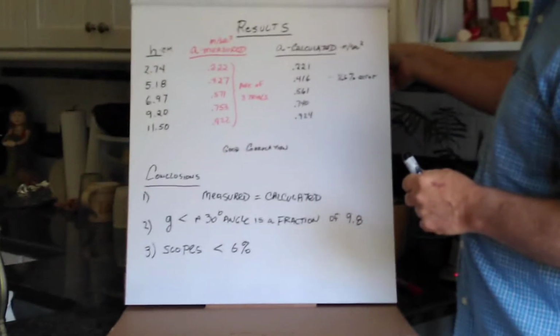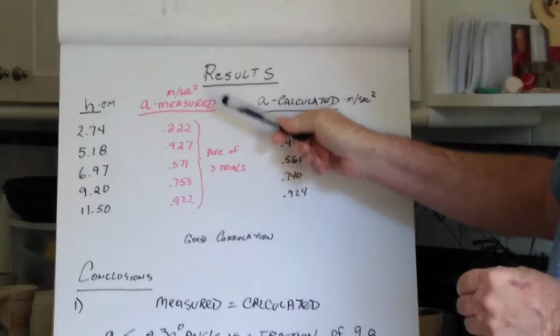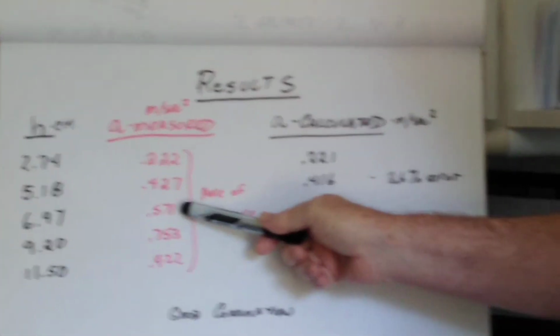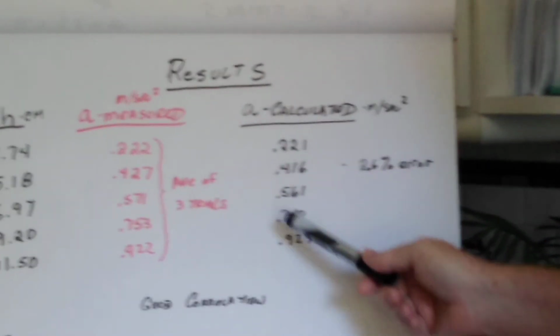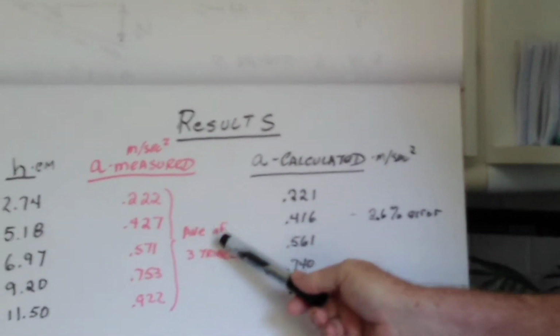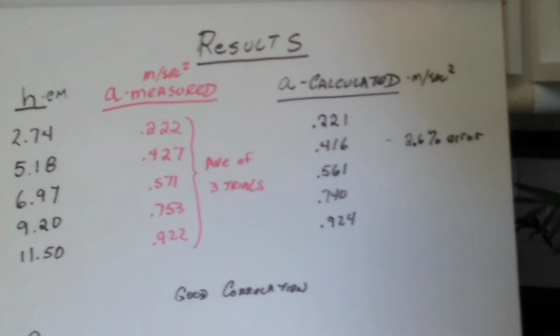If we go through that process, as you can see here in the red, this is what the linear fit measure from the computer would give us. These numbers, 0.22, 0.427, 0.571, 0.753, 0.922. We can compare these measured figures to what we calculated, and as you can see, they are very close. When we did the measurement, we did 3 trials each to make sure that it repeated, and our error was less than 3%. So we have good correlation between our measured results and our calculated results.